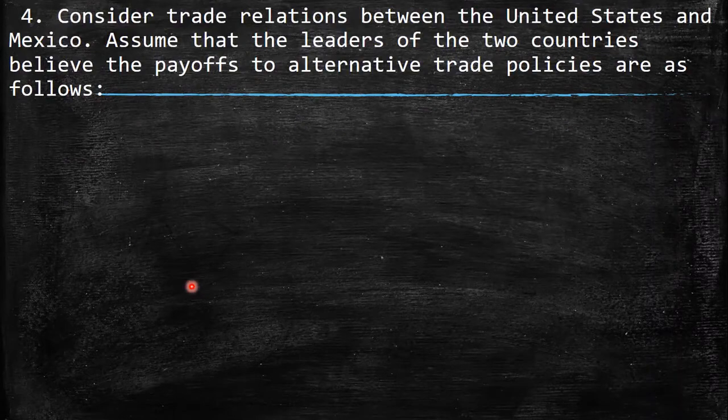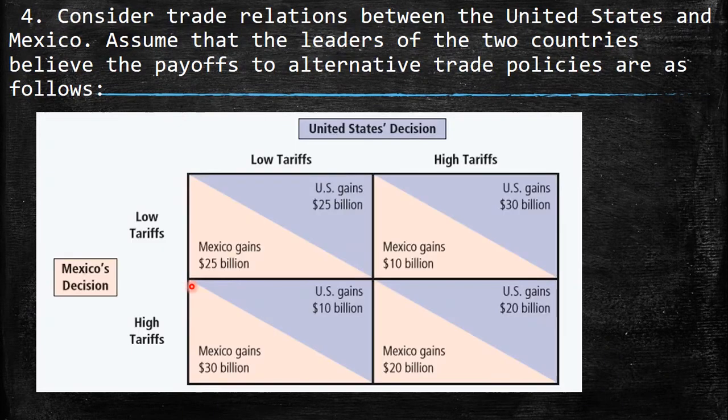Okay, so the fourth question: consider trade relations between the United States and Mexico, where I live now. Assume that the leaders of the two countries believe the payoffs to alternative trade policies are as follows. So here we have the payoff matrix. First, I want you to really grasp the idea of this payoff matrix. Anytime you have one, you need to interpret it in the same way so that you can understand it and go straight to the answers.